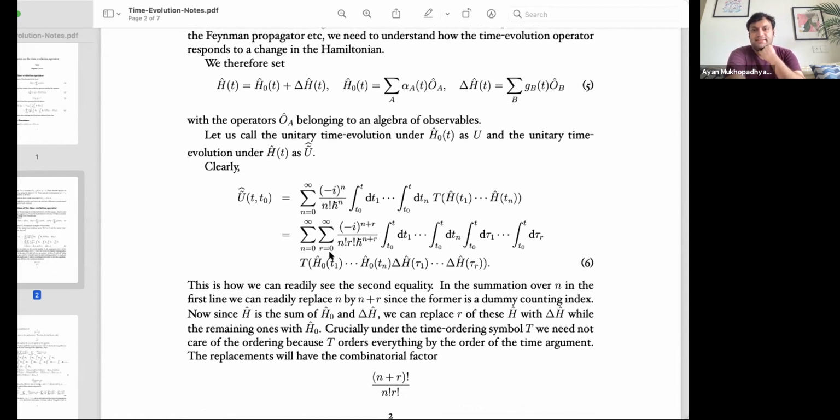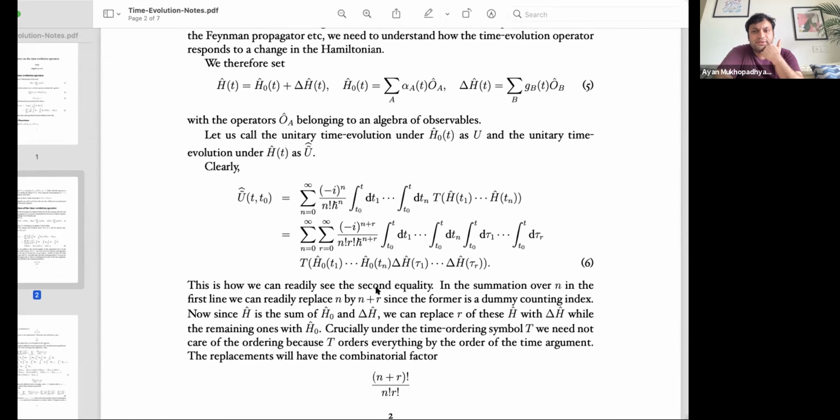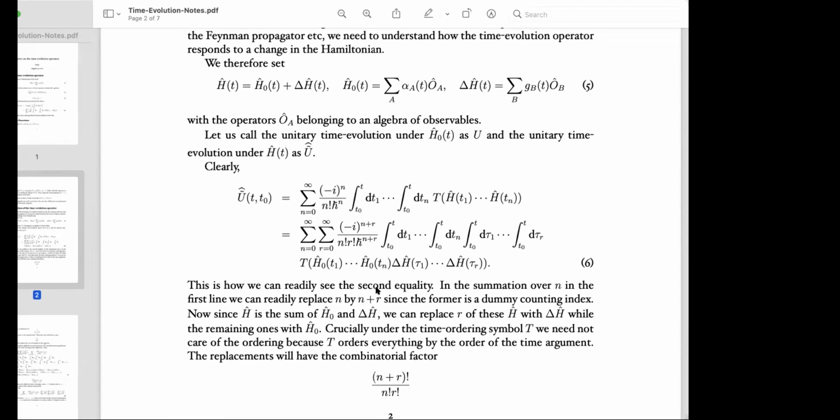Okay, is there any question about this step? If not, please ask. Yes, sorry, one by one. Go on. Okay, I'll go. Here, by time ordering, H naught and delta H happen at the same time, right? So what exactly does time ordering do?